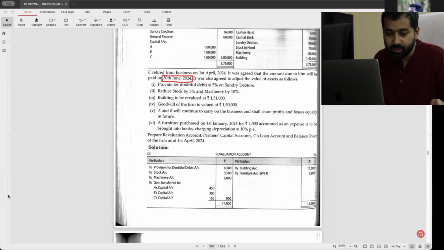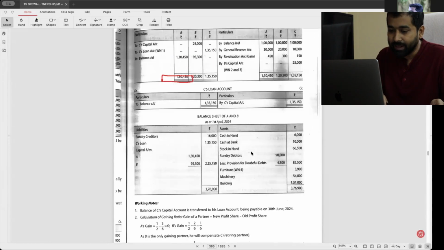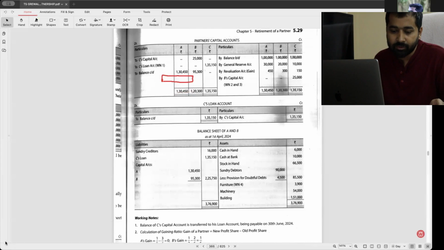So up to this, you understood how to deal with that. At the end, the partners' capital balances we are transferring to the new balance sheet. 1,30,450 and 95,300 I have taken as capital account for A and B, 2,25,750. And this loan account I will not take in the form of capital. I will take C's loan account here, 1,35,150. Okay, done.